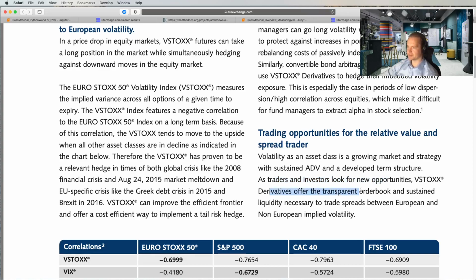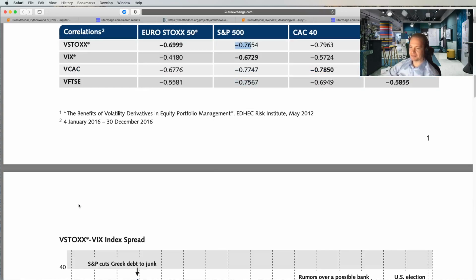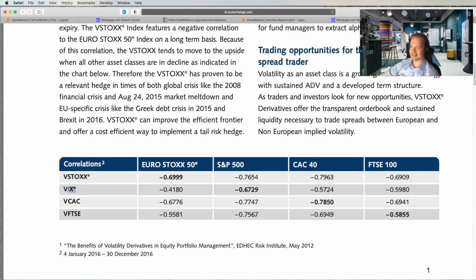VSTOXX derivatives offer a transparent order book and sustained liquidity necessary to trade spreads between European and non-European implied volatility. We got correlations here. VSTOXX minus 70% with the Euro stocks, minus with the US. Oh, it's a pity, right? They don't give the correlation of the VSTOXX and the VIX. The VIX is the S&P 500 option vol, and that's the Euro stocks vol. That's a pity. It should be at least plus 75%. And then that seems to be for the French and here for the British.